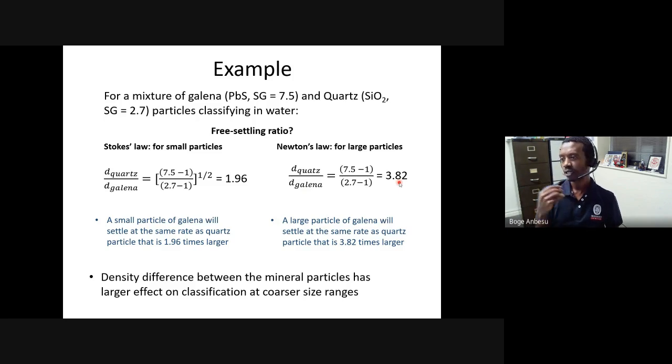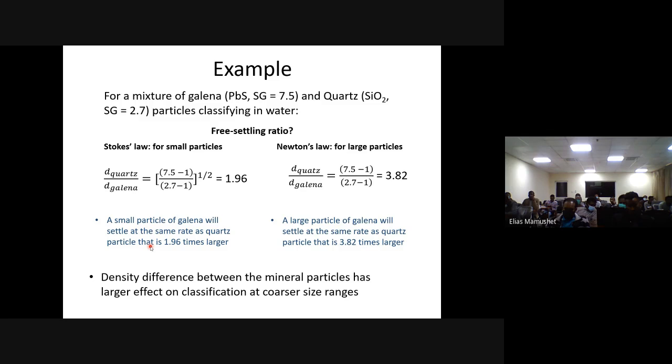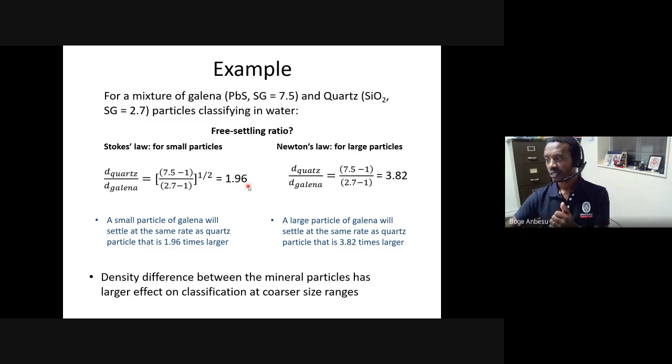So what does that mean? What it means is, if I have quartz and galena in one mixture, at about a 1.96 size difference, both particles will start to pretty much fall at the same rate. Now I know galena is denser and quartz is lighter. So if the particles were the same size, okay, I know the galena will sink first. There's no question about it. Why? Because as you can see here, it's denser.